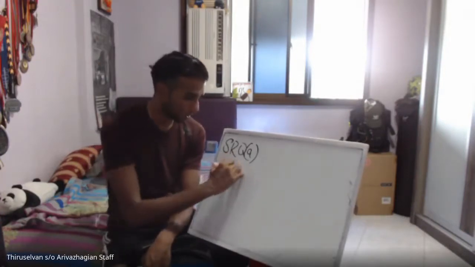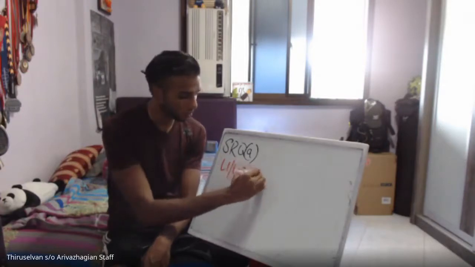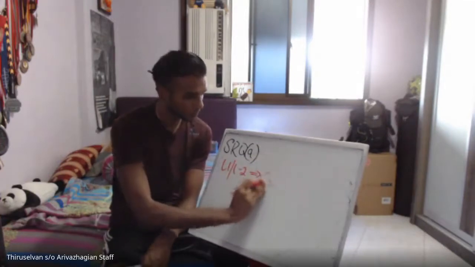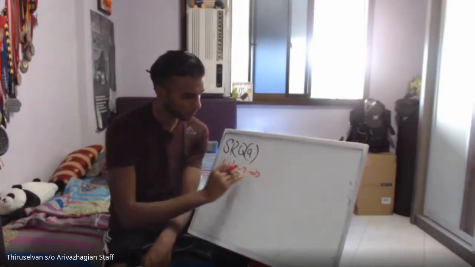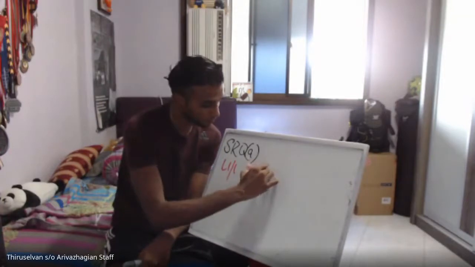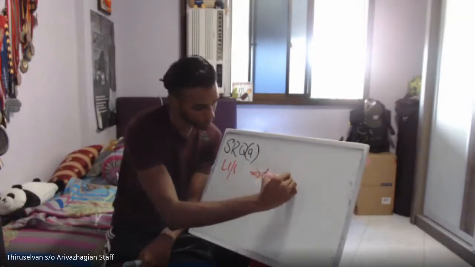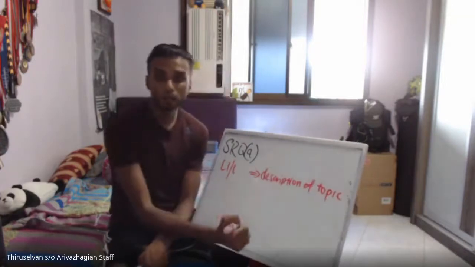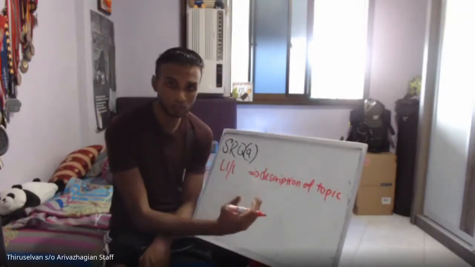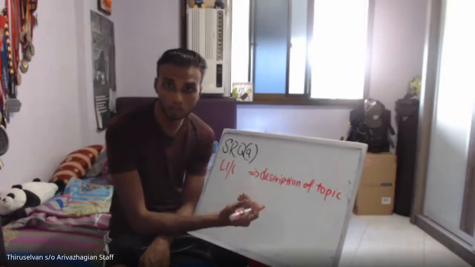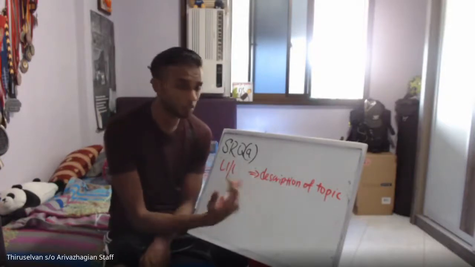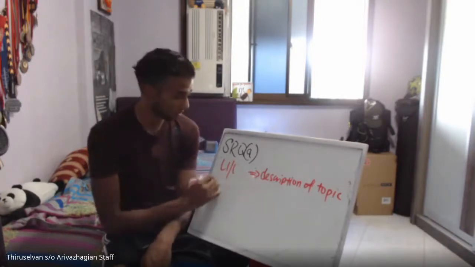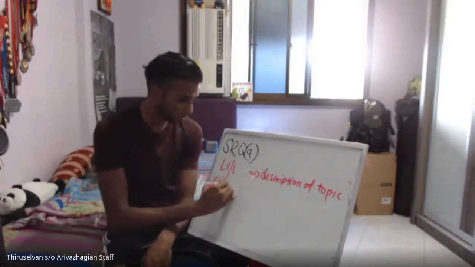L1, 1 mark. I wouldn't want anyone to be stuck at this level. L1 is when you have written something that's completely out of point. There's nothing that is explained in the question actually. Then you get L2, 2 to 4.